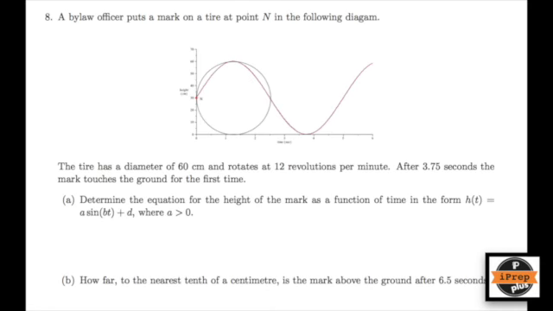A bylaw officer puts a mark on a tire at point N in the following diagram. The tire has a diameter of 60 centimeters and rotates at 12 revolutions per minute. After 3.75 seconds, the mark touches the ground for the first time.